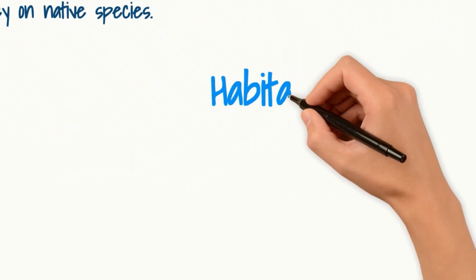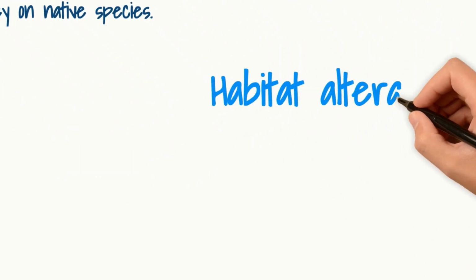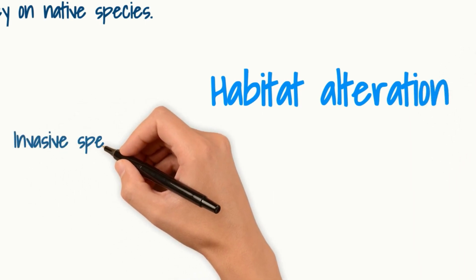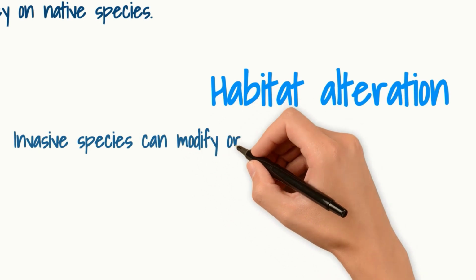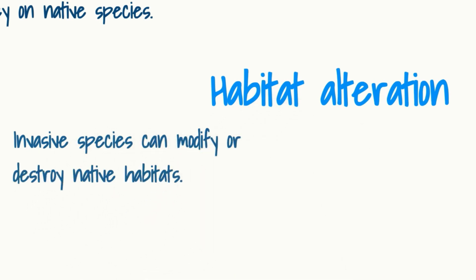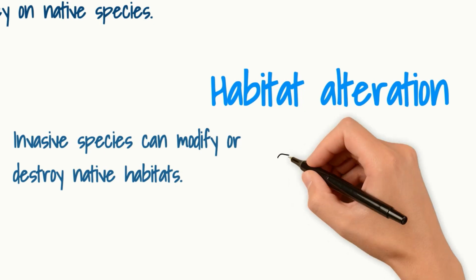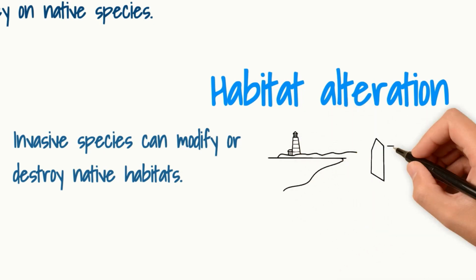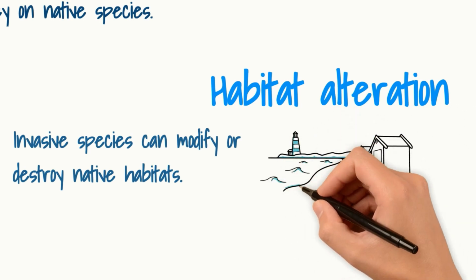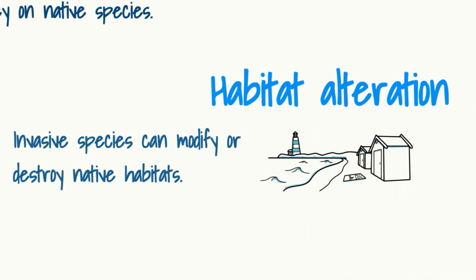Invasive species can modify or destroy native habitats, leading to significant changes in the ecosystem. For example, invasive seaweeds or plants can form dense mats that prevent light penetration, affecting the growth of native marine plants. Invasive burrowing species can destabilize sediment and disrupt the integrity of coastal habitats like coral reefs or seagrass beds.